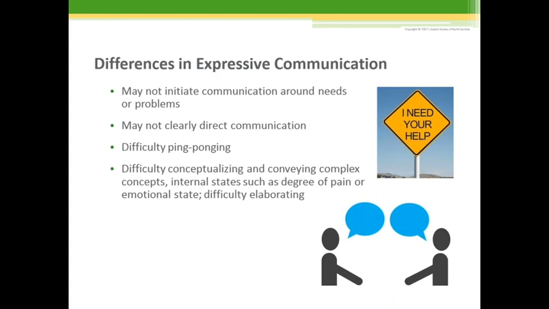We also see that in individuals with autism, as it relates to expressive communication, they may struggle to conceptualize, but then also to convey or express more complex concepts or internal states like I don't feel good or I'm in a lot of pain right now. And so for even those individuals who can verbally communicate basic wants and needs, what we sometimes see is that they struggle to convey these more abstract concepts or internal states, or, hey, I'm starting to feel really stressed right now. I think I need to leave the room, or difficulty elaborating.